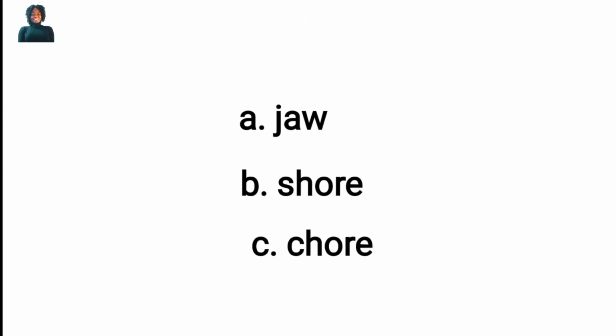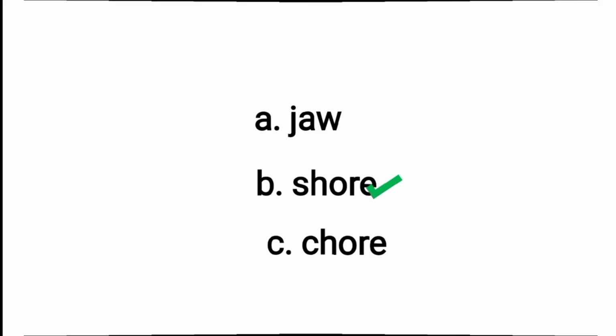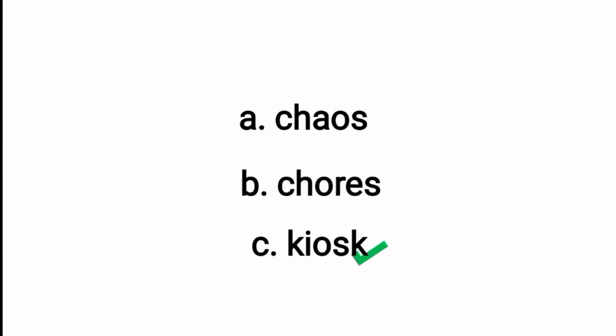Let's look at these words. Sure. The word I mentioned was option B, sure. Kiosk. The word I mentioned was option C, kiosk.